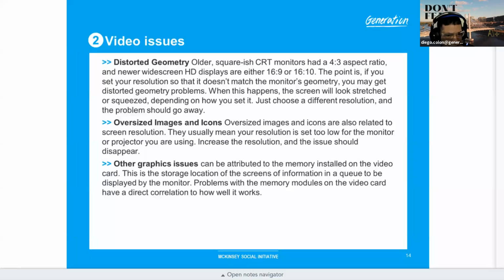Other graphic issues can be attributed to actual memory failure on the video card or on the motherboard, depending on whether the video card is integrated or not. Problems could be the memory modules within the actual video card, and you might have to either replace the video card or add another video card to the unit if it's built in.